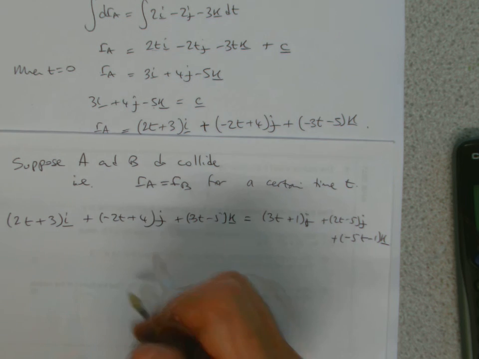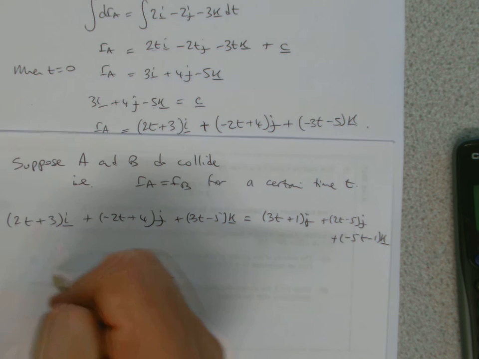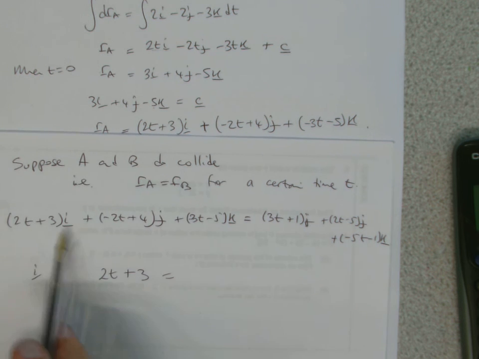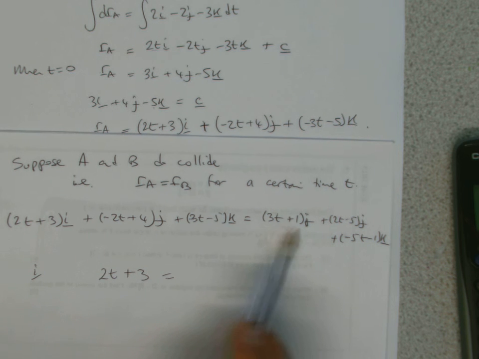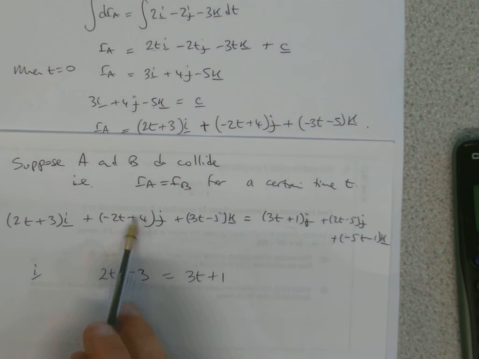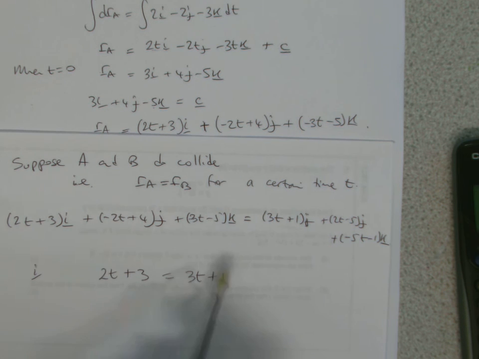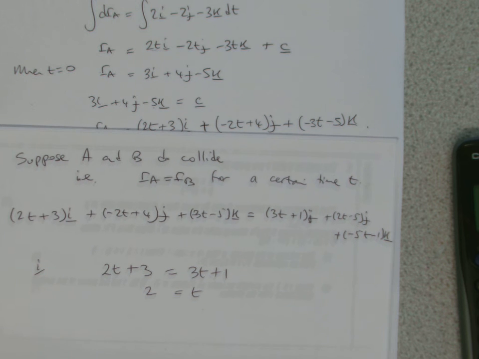Just equate the i's, you've got 2t plus 3, the i's from here, you can write that by the side if you want. Because they're equal, 2t plus 3 has to equal what's in front of the i's here, 3t plus 1, and also the j's and the k's as well. Let's work out what t would be from here. So that means you'd have 2 equals t. Straight away we get the time to be equal to 2.